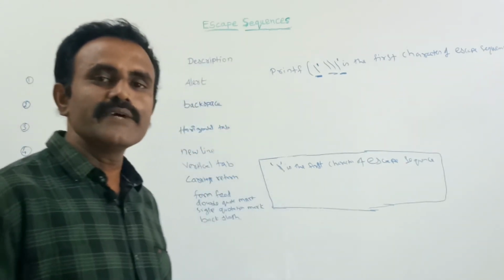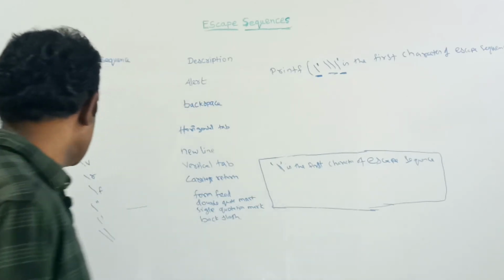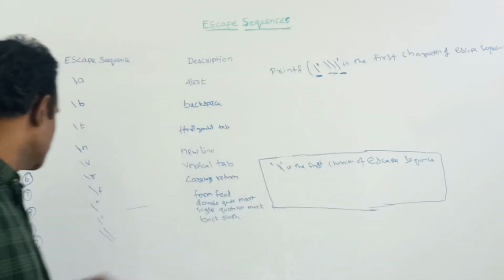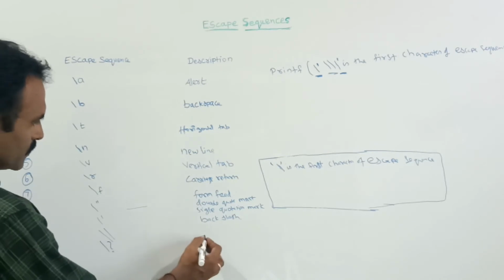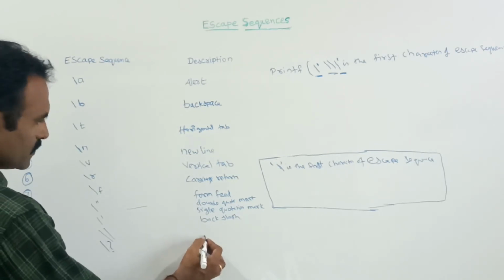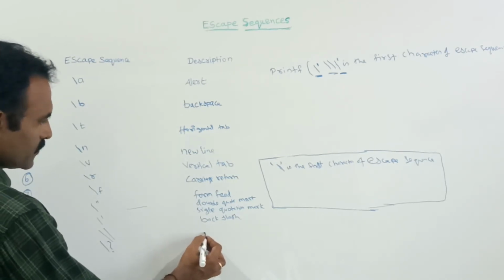And next, in the same way, suppose we want to print the question mark, here we can use backslash and question mark. This is used to represent the question mark.